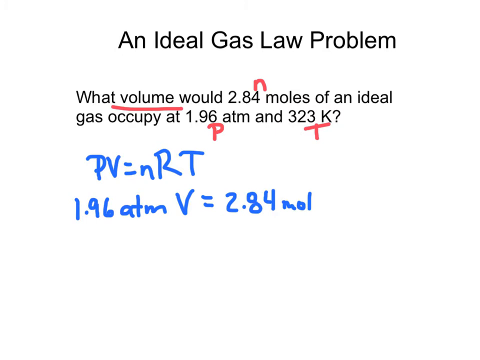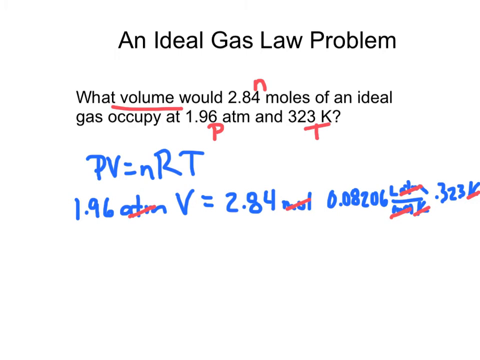The one that has atmospheres in it is 0.08206 liter atmospheres per mole Kelvin. Notice I didn't complain at all when I wrote that big old unit on there. Times the temperature, which is 323 K. Look what's going to happen to our units here. Atmospheres are going to cancel out with atmospheres, moles down here are going to cancel out with the moles up there, Kelvin are going to cancel out with Kelvin, and we're left over with liters.